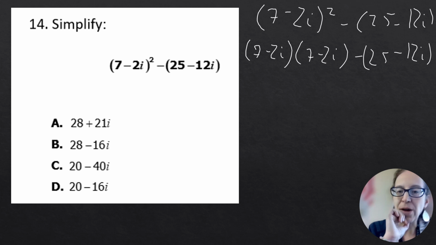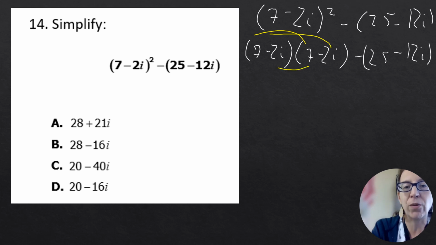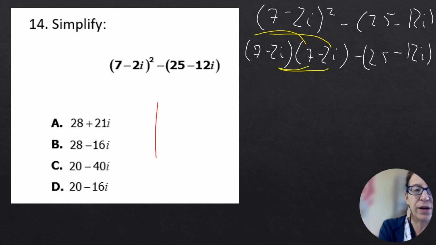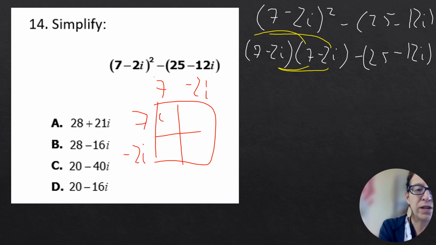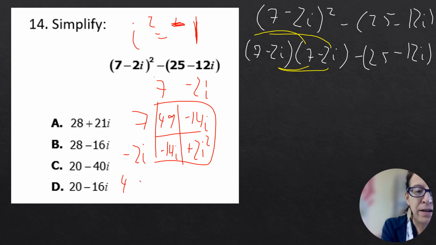Now notice I'm working top to bottom. I'm going to copy everything else down. This becomes either a FOIL problem or an area model problem. So I can come over here and do the area model on that. We'll just be consistent. So we're going to do 7 minus 2i times 7 minus 2i, which is going to give us 49 minus 14i minus another 14i plus 2i squared. But recall, i squared is equal to -1. So this would be 49 minus 28i plus 2 times -1.